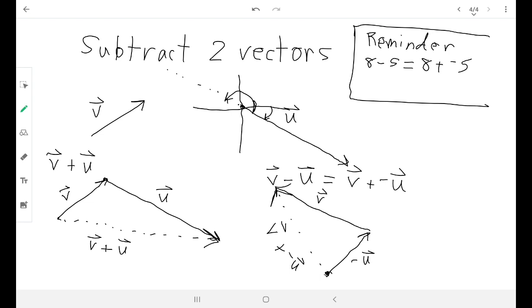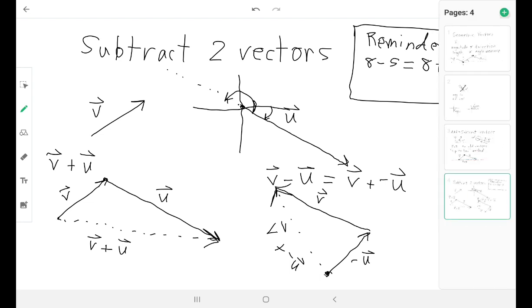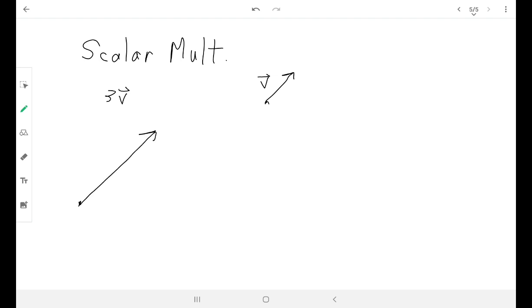The scalar multiplication is really simple. If I wanted to do, so let me talk about scalar multiplication. If I wanted to do 3 times vector v, and if vector v looked like that, then 3 times vector v would be 3 times the length, and the direction would stay the same. So whatever that length is, it would get 3 times longer. Okay?